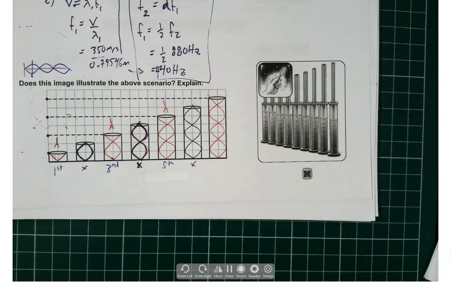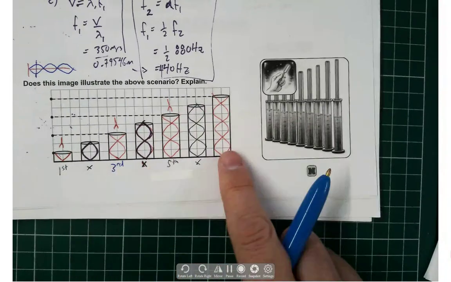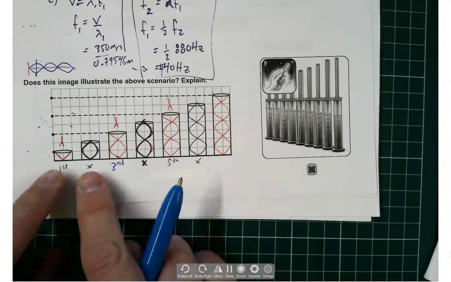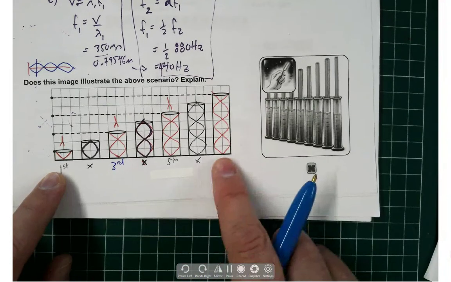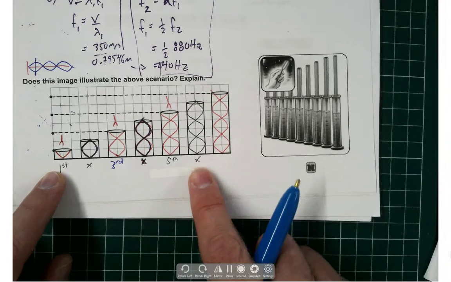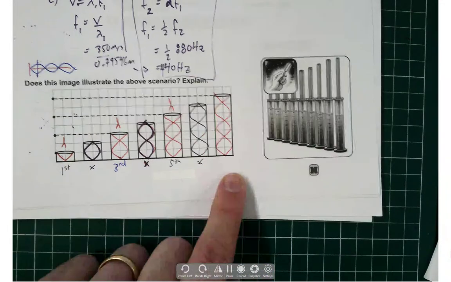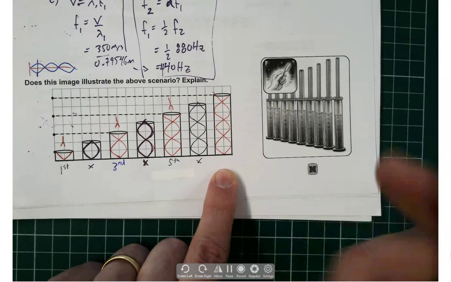Now, really, this isn't a seventh harmonic of the same tube, because what we're doing is changing the tube's length. So this isn't the seventh harmonic of the same thing. We've changed the thing by changing its length, right? But this is an illustration of a seventh harmonic for that particular tube.